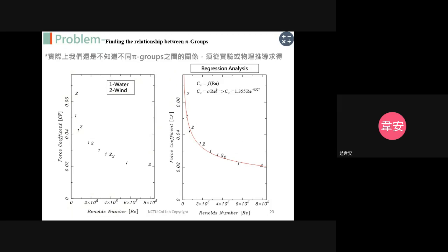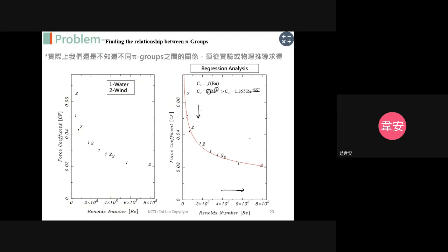Finally, we find out the coefficient B in here is minus 0.307, and we find out that the constant value of A is 1.355. Okay, so we can see that if the Reynolds number ranges around these values, then as the Reynolds number increases, the drag force coefficient decreases a lot.